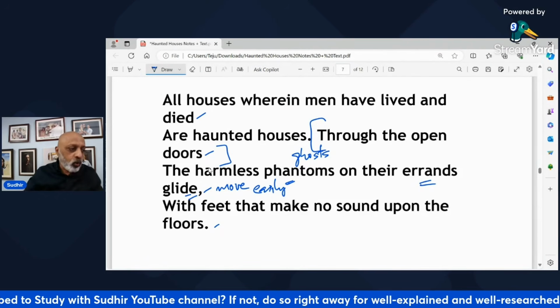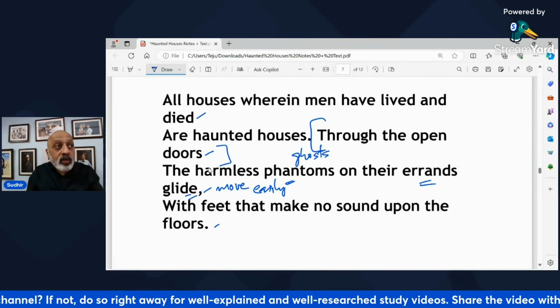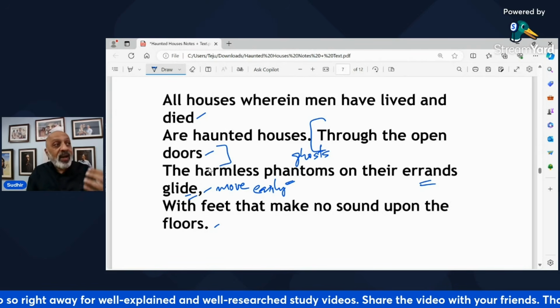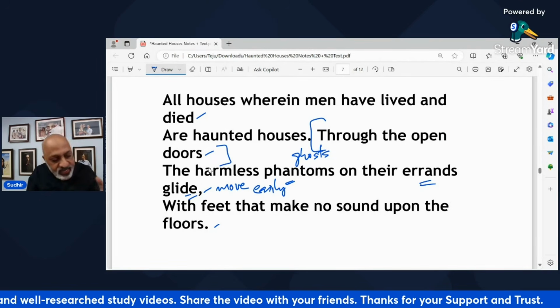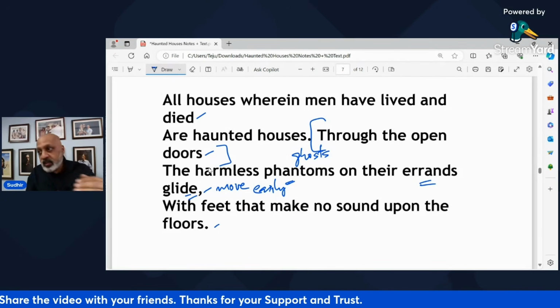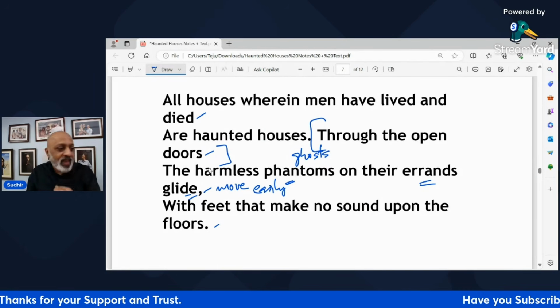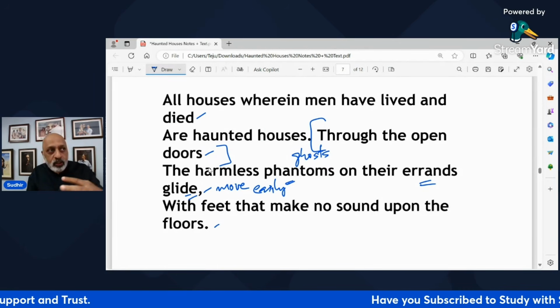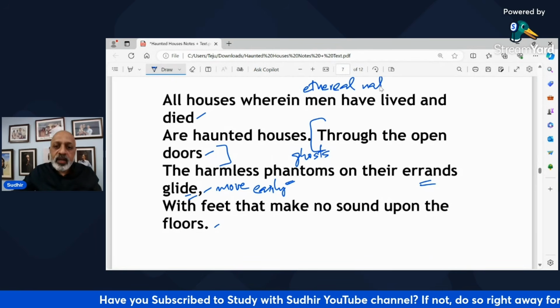Through the open doors suggests that the ghosts are not restricted by any kind of physical barriers. Okay, they can easily pass through any kind of solid objects like doors. I mean, they can just pass through them. They don't have to open the door in that sense. And this points to their very, please note down this word, very ethereal nature.